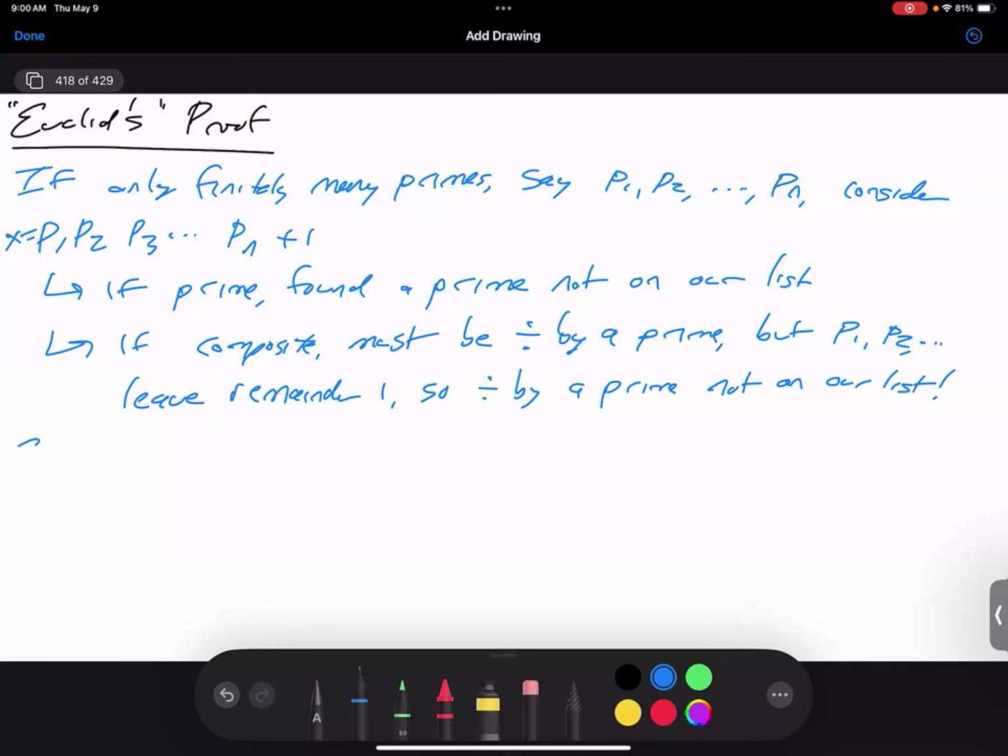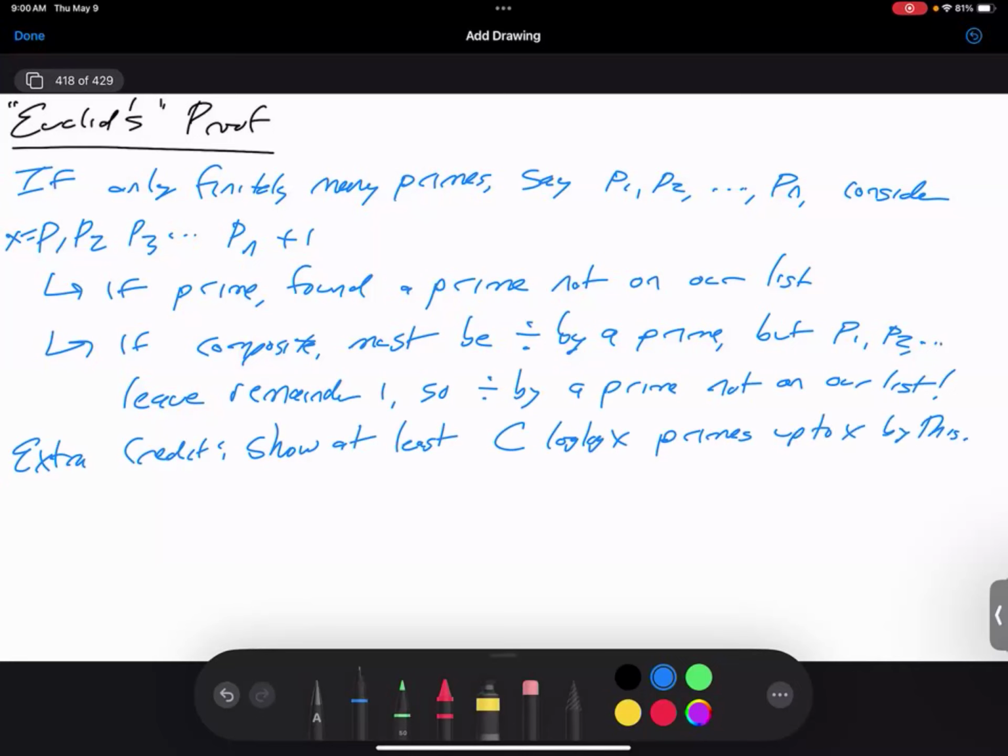With work, I'll make this extra credit, show at least some constant times log x primes up to x by this. So if you consider the worst possible case where you have to take all the primes and add one, and that's your next prime, show that this implies that there's at least log x primes up to some constant, up to x. The actual answer is of size x over log x, much bigger than this. This is a horrible lower bound.